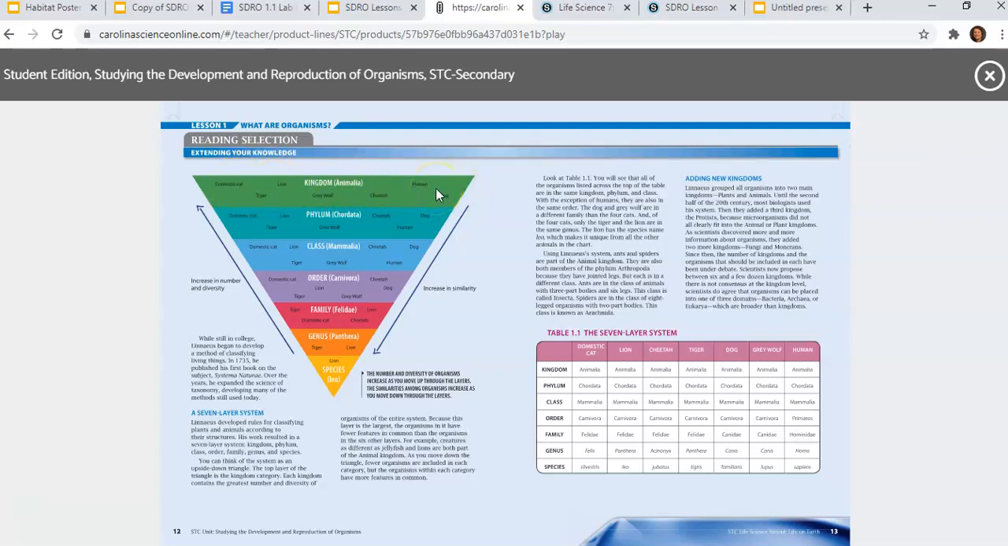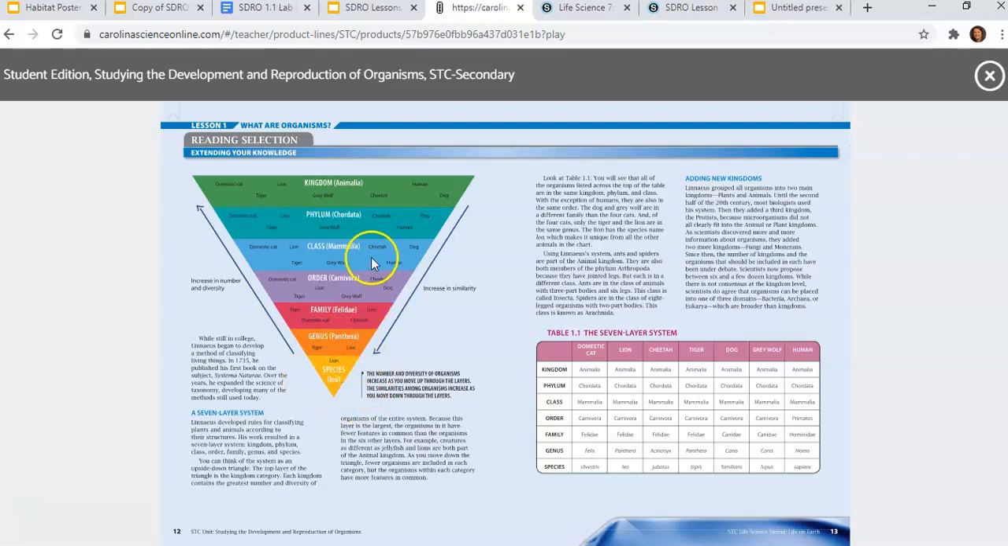But if we take the kingdom level and go down the chart in the direction this arrow shows, we are increasing in similarity. So things that are in the same kingdom might have some things in common. If they're in the same phylum, they have even more things in common. If they're in the same class, even more. Orders have even more in common than the class does. Families have even more. Genus has even more. And when you get down to the species level, you have the most specific and most unique organisms that only belong to that one group.